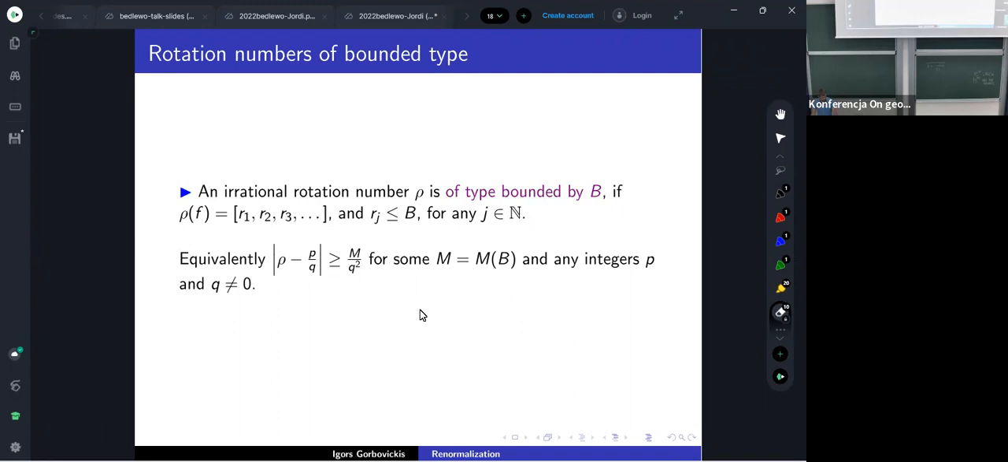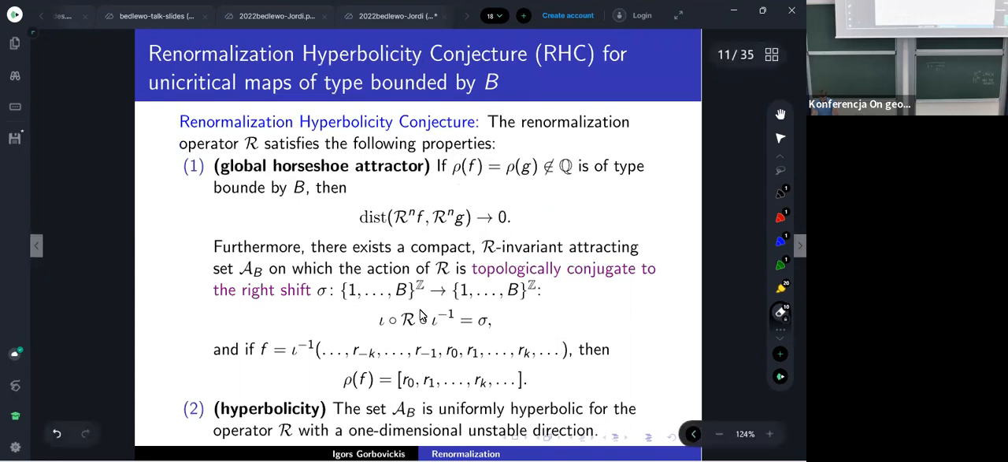But in order to explain various other kinds of universality, in the late 1980s, Lanford stated the so-called renormalization hyperbolicity conjecture for unicritical circle maps. So I'm going to state it now again in the setup for rotation numbers of bounded type. I will disregard unbounded type. So the conjecture, I split it into two parts.